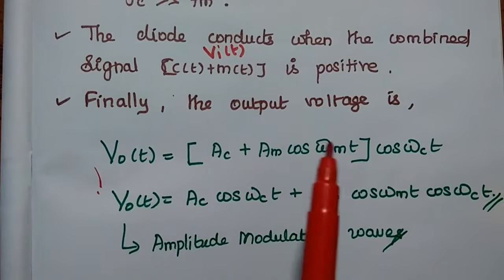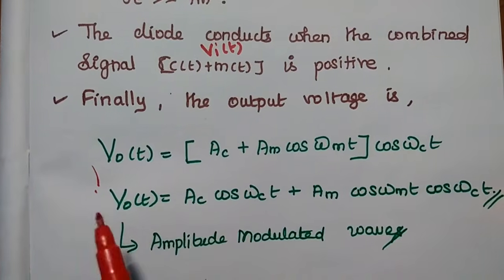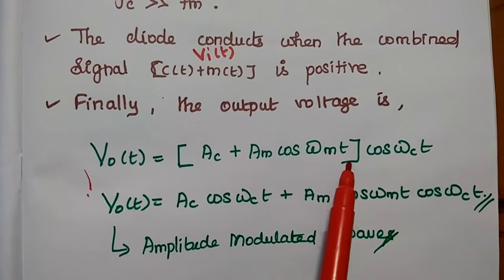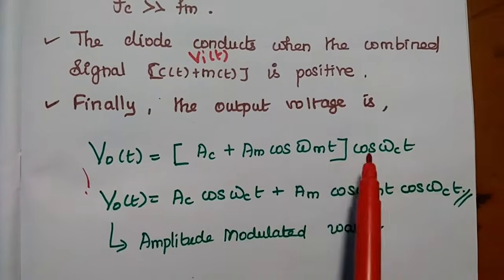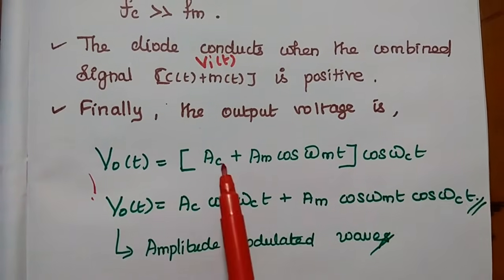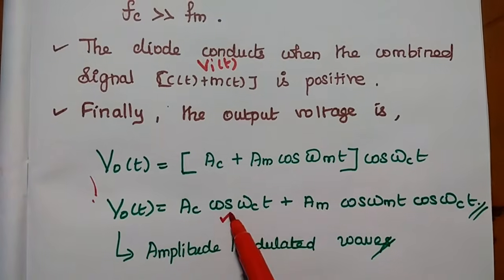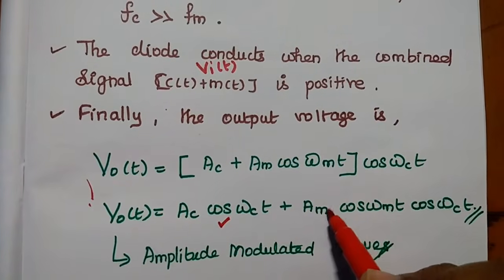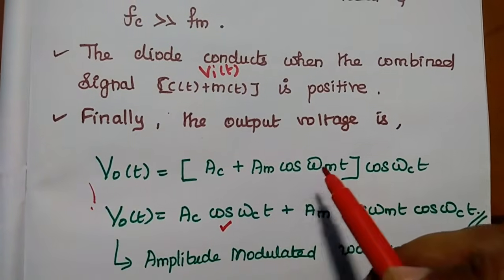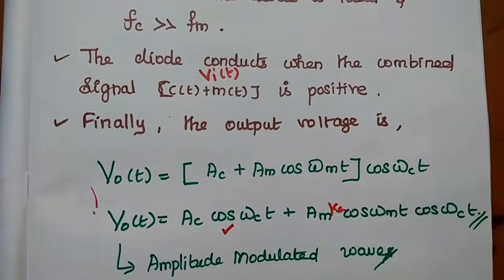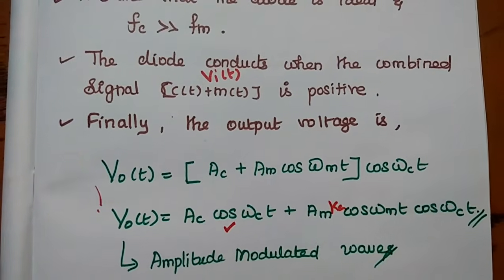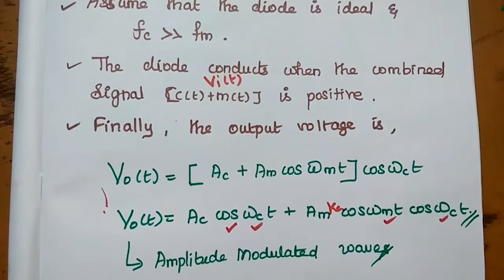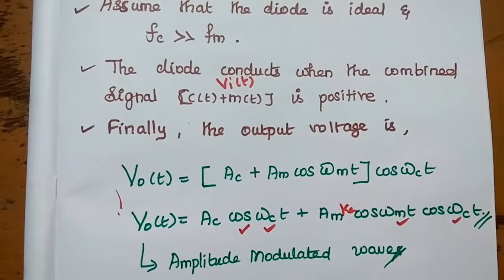Finally, the output voltage of the switching modulator is given like this. V0(t) is equal to [Ac plus Am cos ωmt] times cos ωct. Multiplying inside, you get Ac cos ωct, the carrier signal, along with Ac Am cos ωmt cos ωct, where Ac is common, or we can write ka. So here we allow only ωc plus or minus ωm around ωc. This is the amplitude modulated wave at the output of the switching modulator.